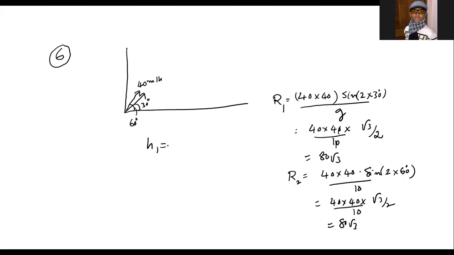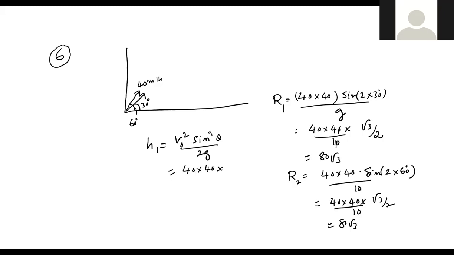H1 equals. Tell me, formula. V naught square sine square theta by 2G. V naught square is 40 square into sine square 30, which is 1 by 4, by 2 into G, 20. So what do I get? 20 meters.